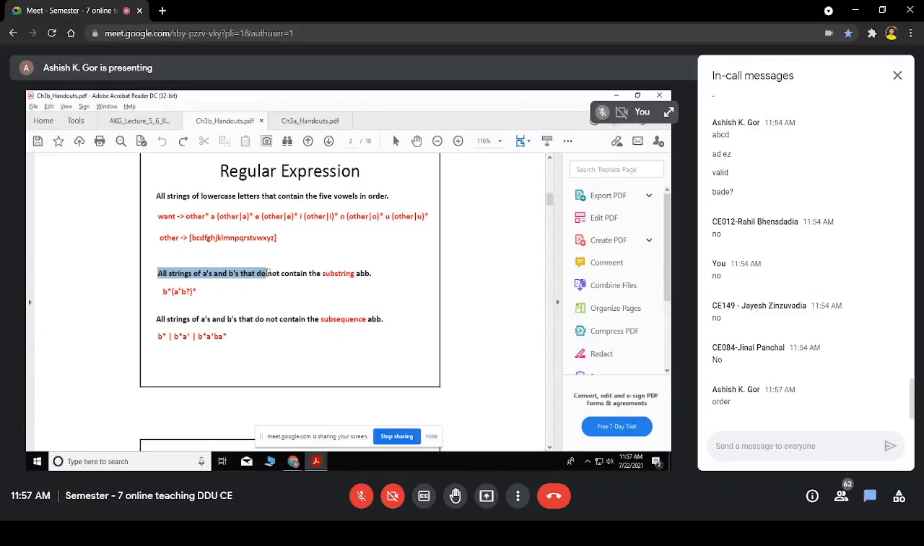All strings of A's and B's that do not contain the substring ABB. You can generate any string, but you should not have ABB as a substring. So this is the correct regular expression for that. Can anybody say why? I want to generate all the strings of A's and B's, where the alphabet is A and B, that do not contain the substring ABB. Why is this correct? B star, A plus, B question mark.